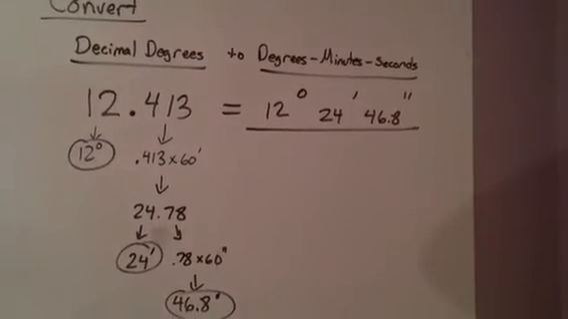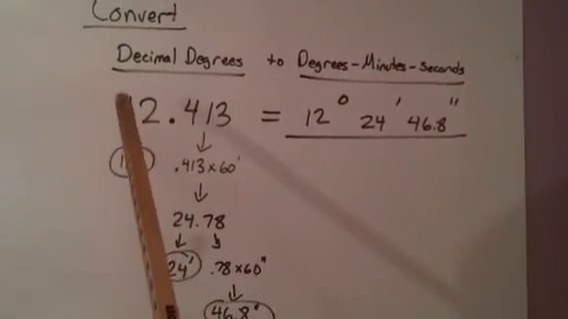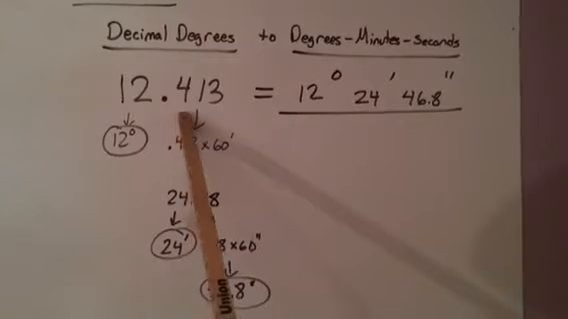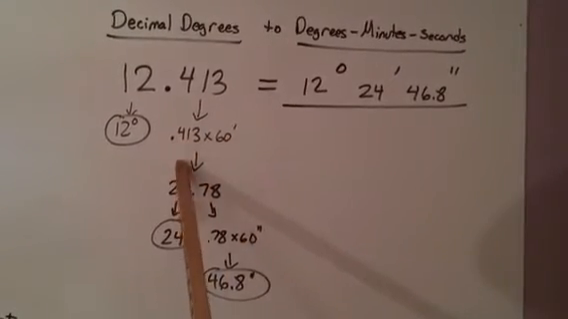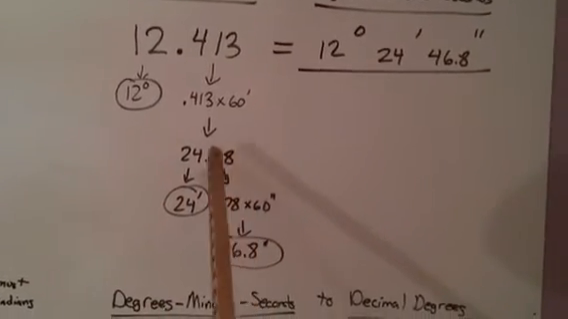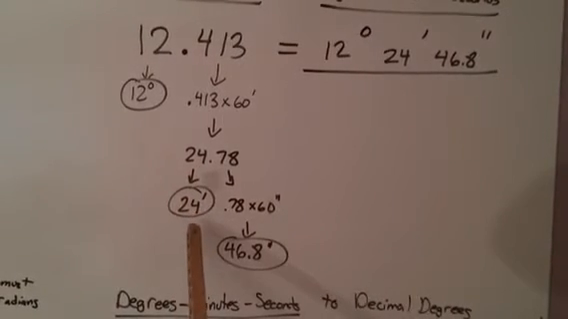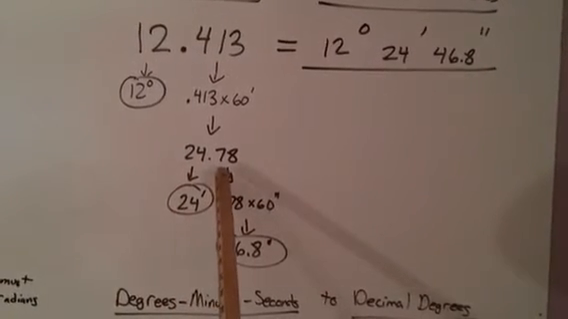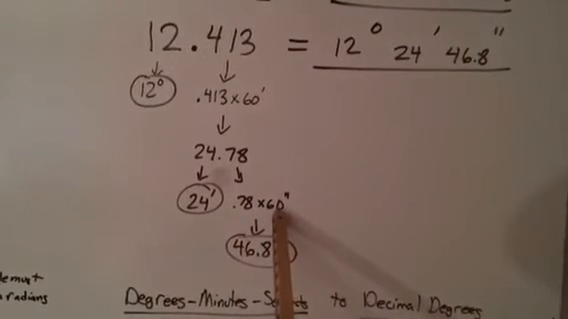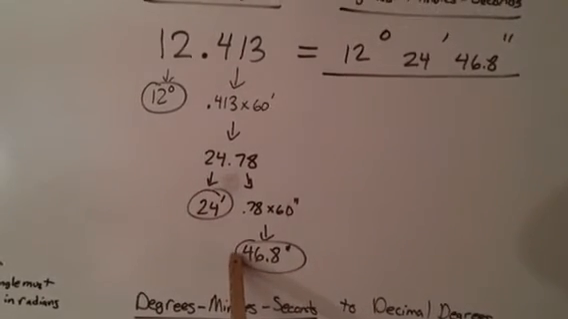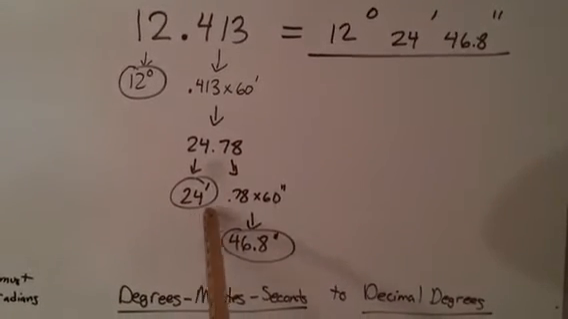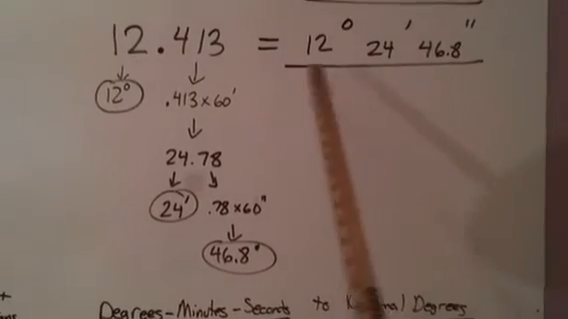To convert from decimal degrees to degrees, minutes, and seconds, 12 will represent the number of degrees. The 0.413 converted into minutes by multiplying it by 60 will produce 24.78. The 24 is the whole number of minutes. The 0.78 we need to convert into seconds by multiplying the 0.78 times 60 again to give us 46.8 seconds. Thus our answer is 12 degrees, 24 minutes, 46.8 seconds.